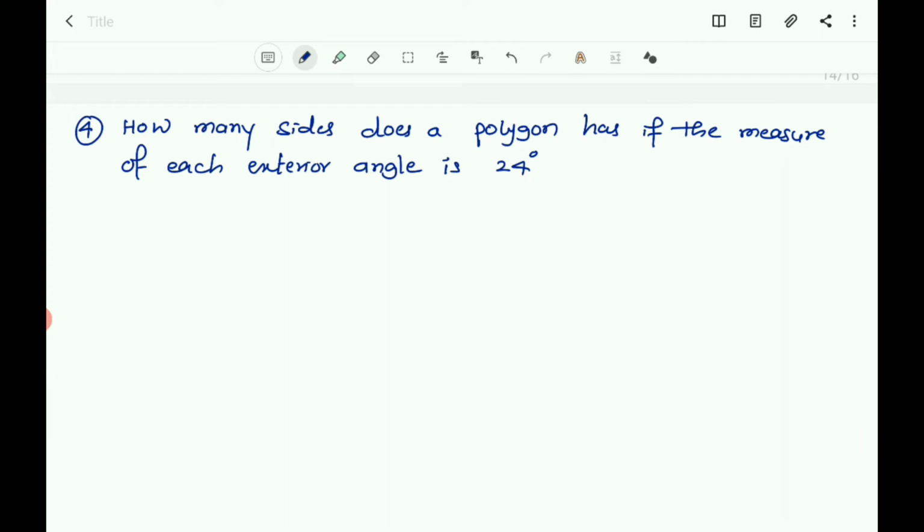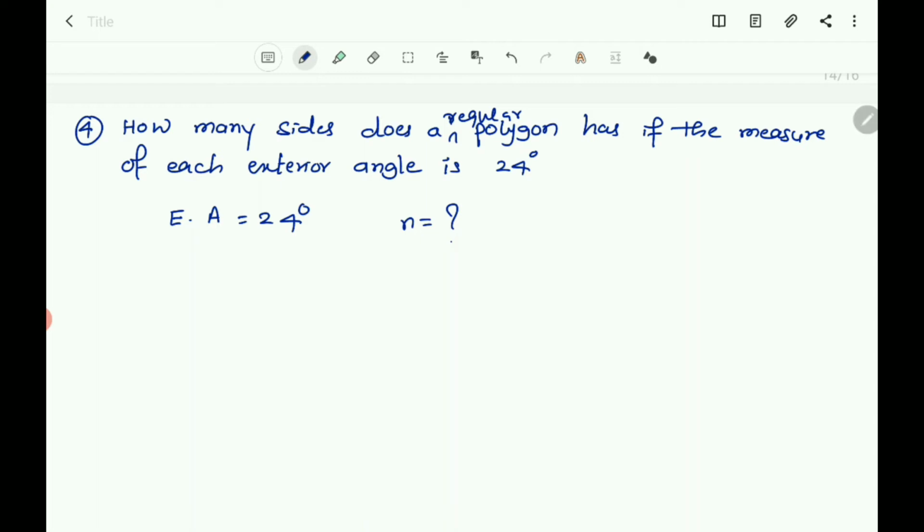Next you take, how many sides does a polygon have if the measure of each exterior angle is 24 degree. Here we have to find out. So let us have exterior angle is equal to 24 degree. What you have to find out? N equals question mark. Here it must be a regular polygon. Here you have the word regular. Then only you can get the measurement of each exterior angle. Otherwise, the exterior angles are having different values here.